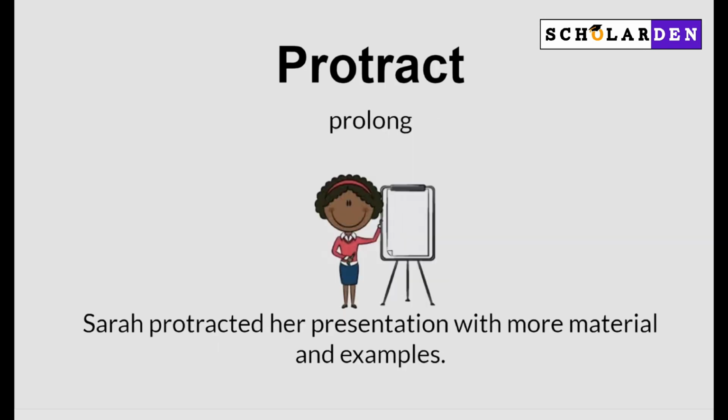Protract, this means prolong, make something longer. Sarah protracted her presentation with more materials and examples. Or the meeting was so protracted that many people got up and left.